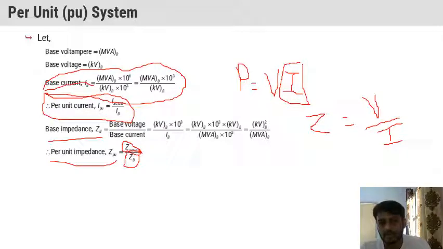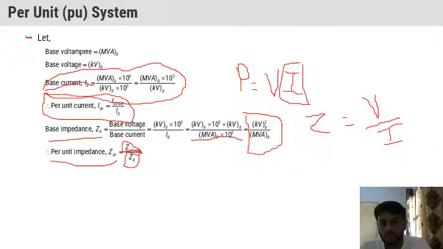Okay, so put in all the values, and this is the current IB, and this is the kVA base into 10⁻⁵. But we don't have a ready-made formula for IB, so we put this formula into this equation, and we get this one. Okay, and at the end, finally, we get this value.